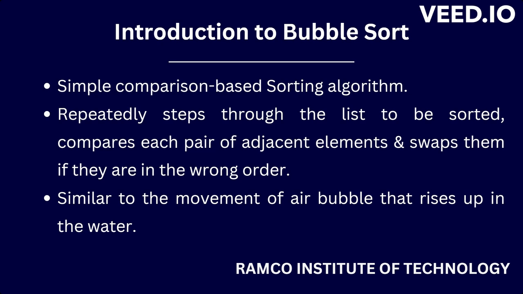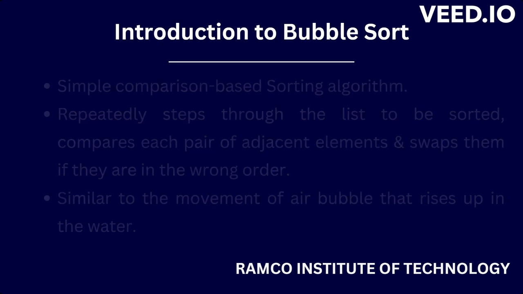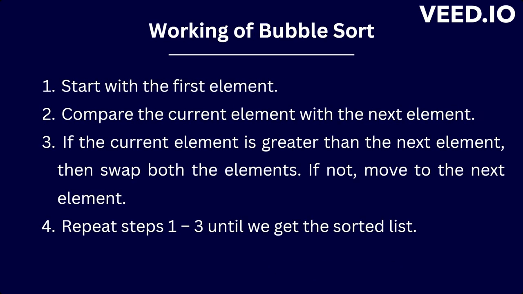So here comes the working of bubble sort. Bubble sort starts with the first element. It compares the current element with the next element. If the current element is greater than the next element, then both the elements are swapped. If not, move to the next element. Repeat steps 1, 2, 3 until we get the sorted list.